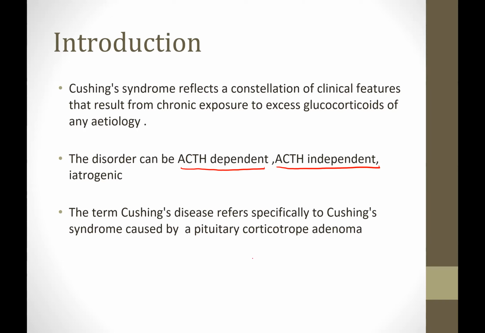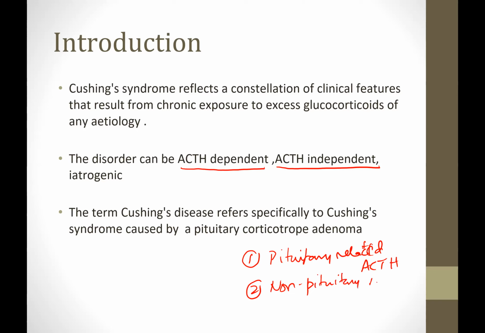Now, how many things do we have? One, pituitary related ACTH excess causing the excess cortisol. Two, a non-pituitary, some other tumor producing ACTH, ectopic ACTH. And the third one is nothing to do with the pituitary, but the adrenal gland is at fault. Adrenal hyperfunction per se. This is called the primary or adrenal hyperfunction due to various causes.